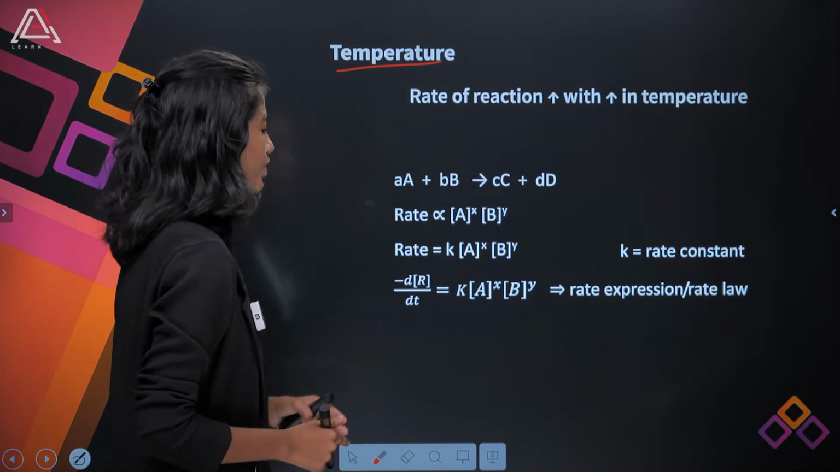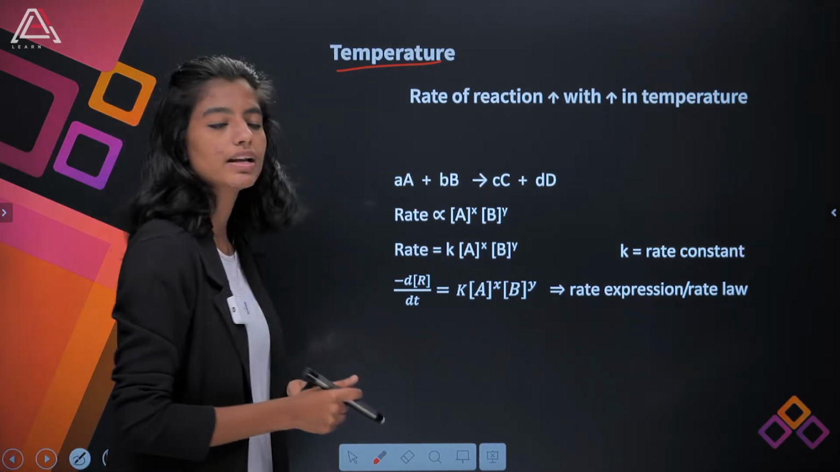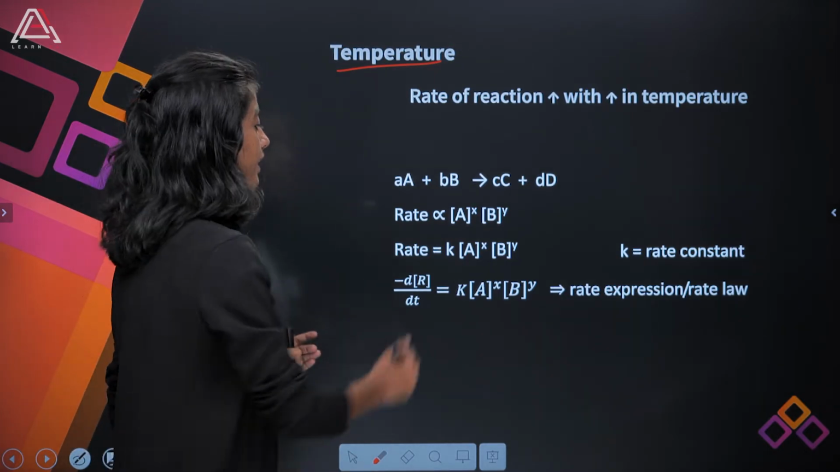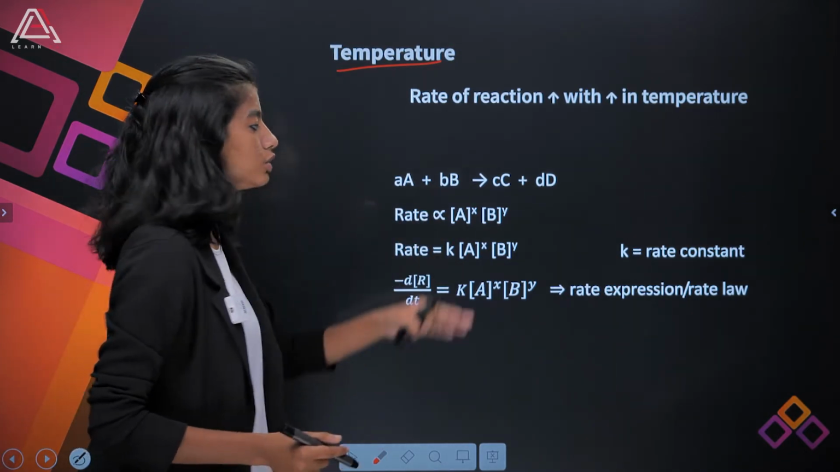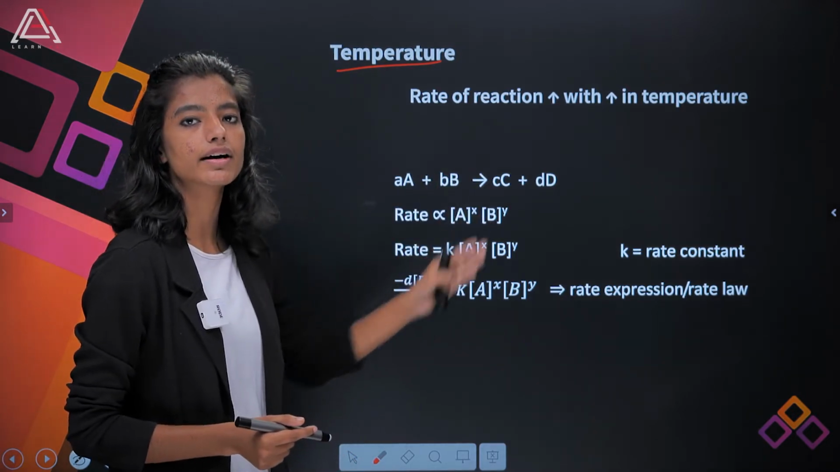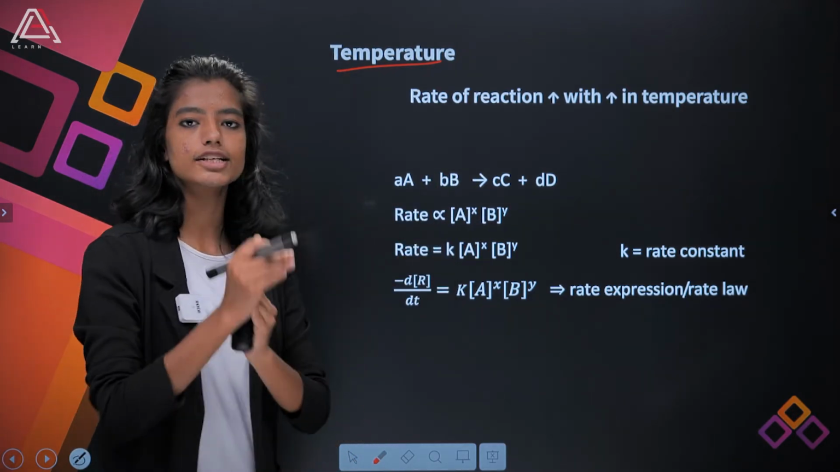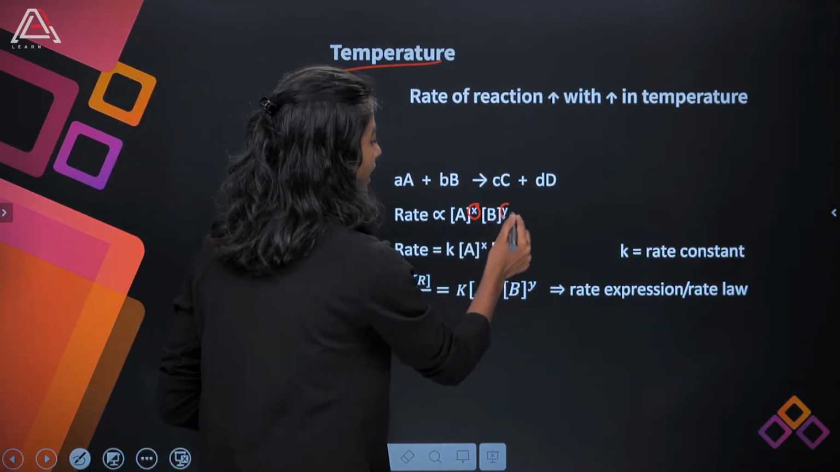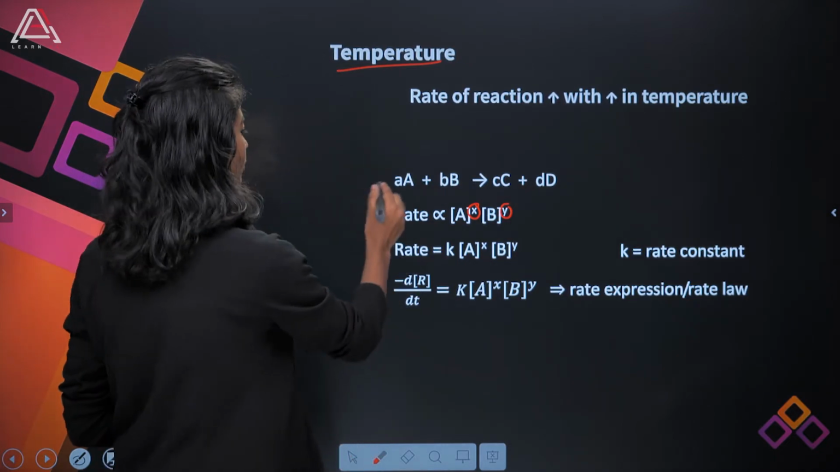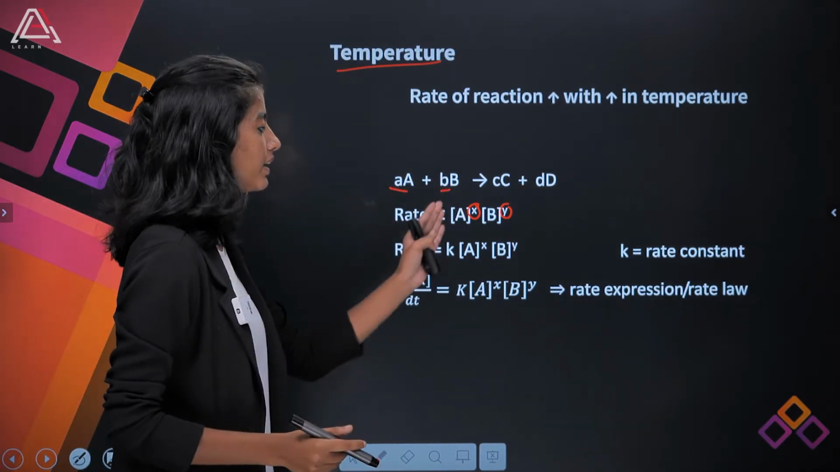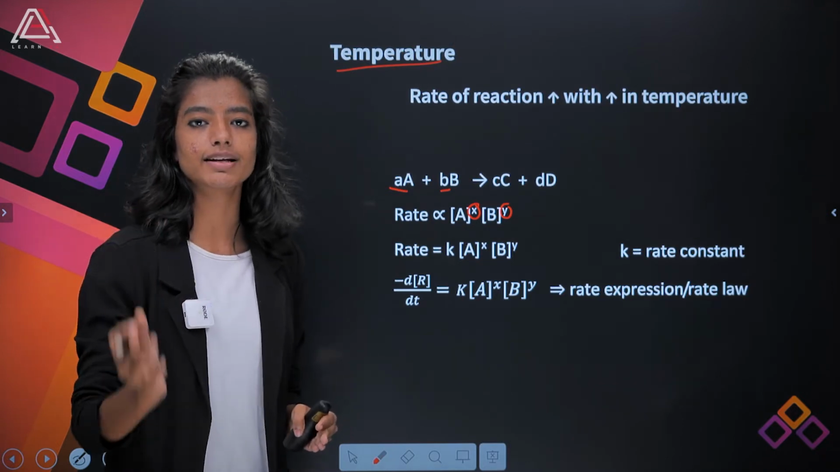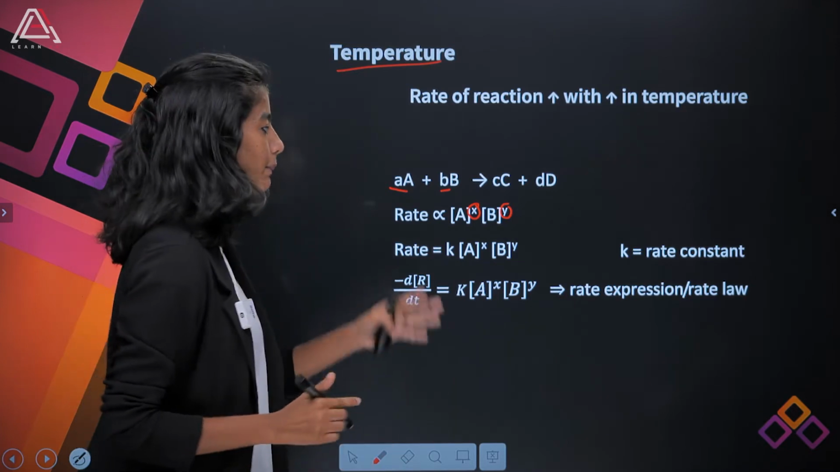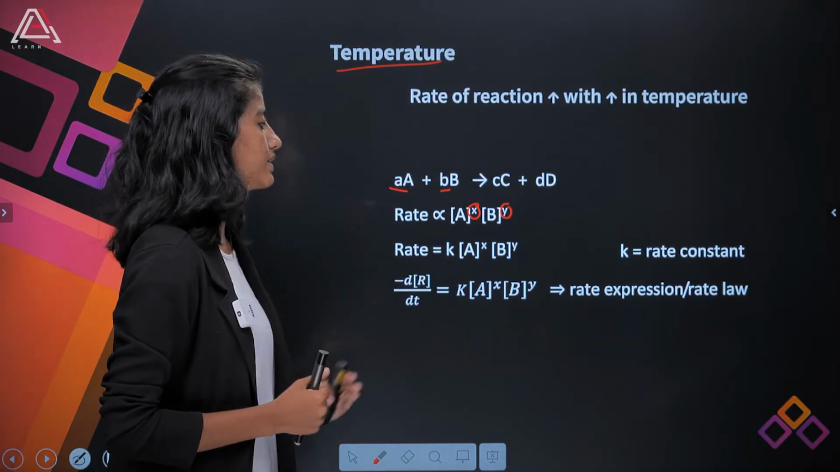Now I have a general equation: aA plus bB gives cC and dD. Also, I can write it as rate is directly proportional to the concentration of A power x into the concentration of B power y. The exponents x and y may or may not be equal to a and b. Here x and y are the experimental values. Here a and b are the theoretical values.